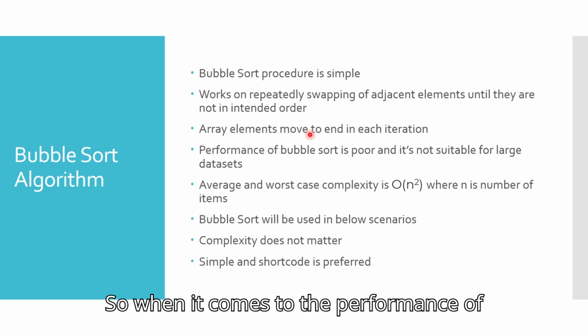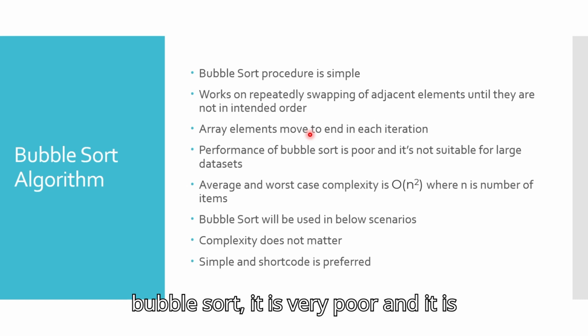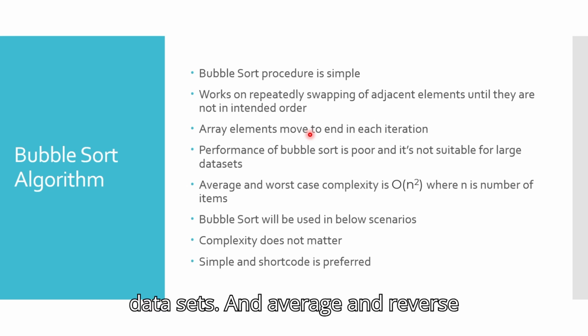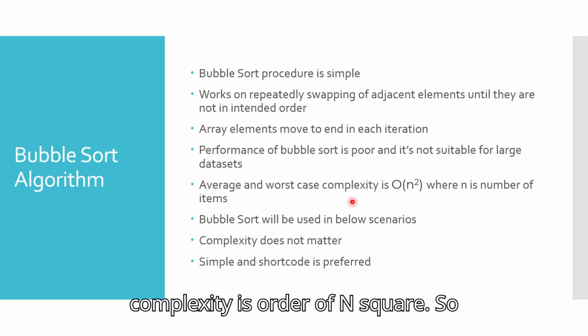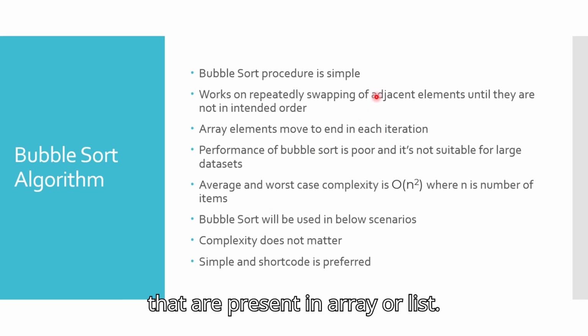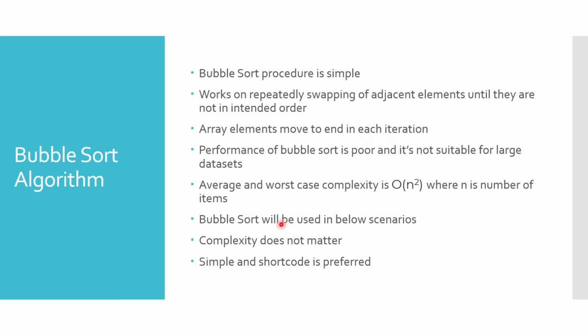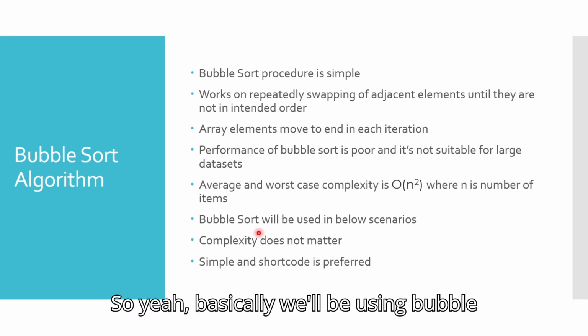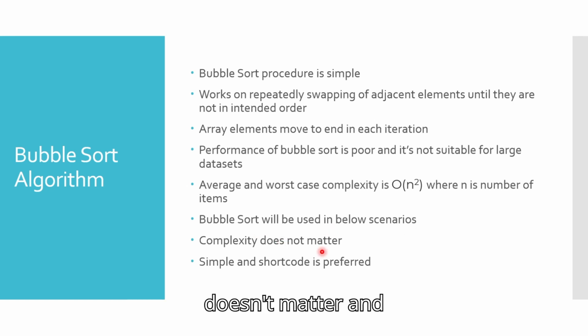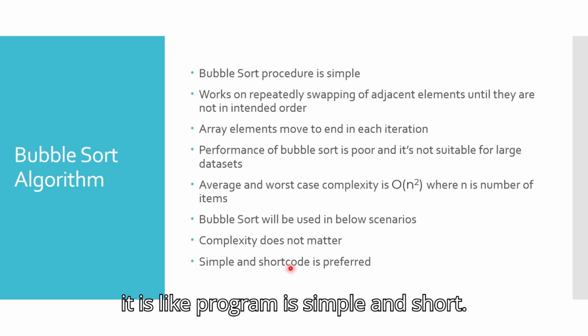When it comes to the performance of bubble sort, it is very poor and it is not suitable for large data sets. The average and worst case complexity is O of n squared, where n is the number of elements present in the array or list. We'll use bubble sort in scenarios where complexity doesn't matter and the program needs to be simple and short.